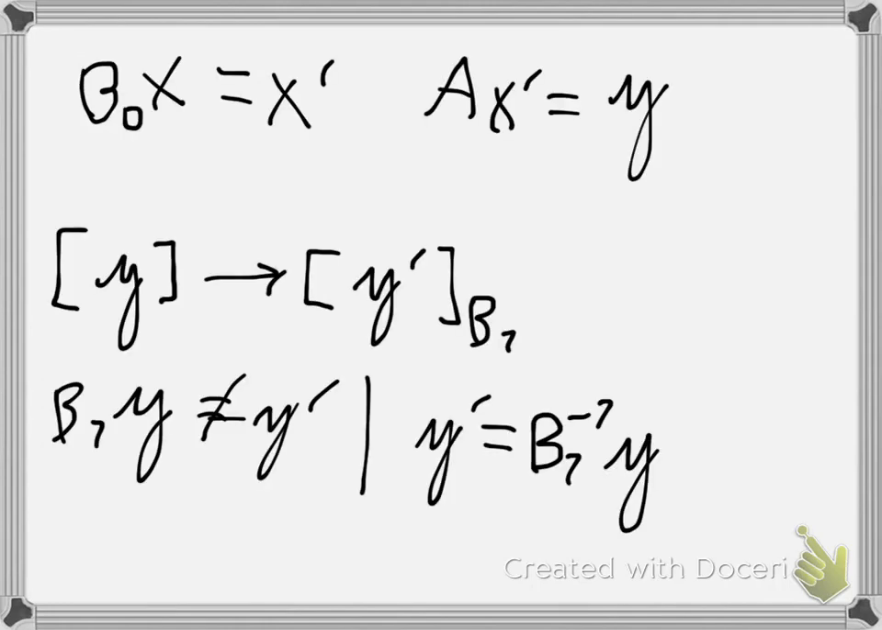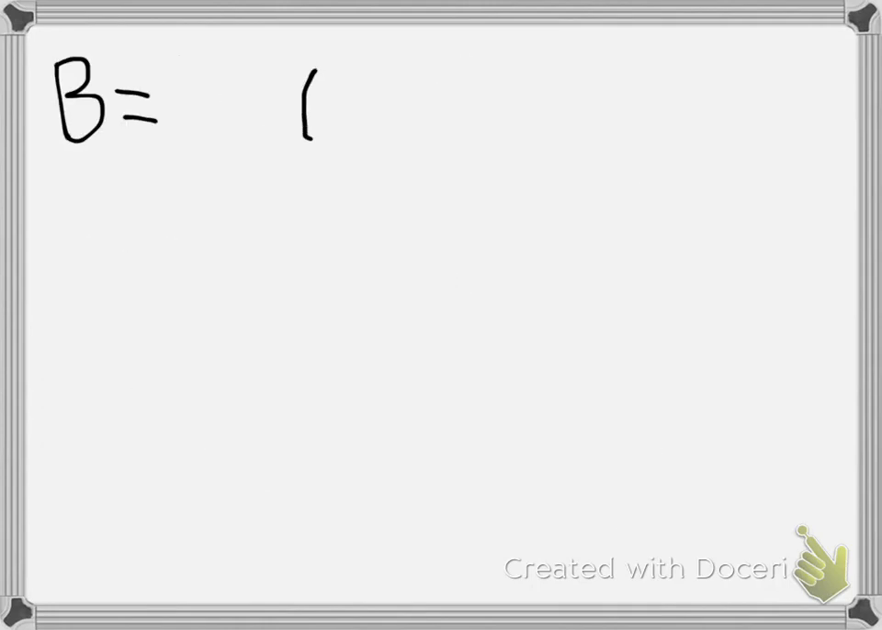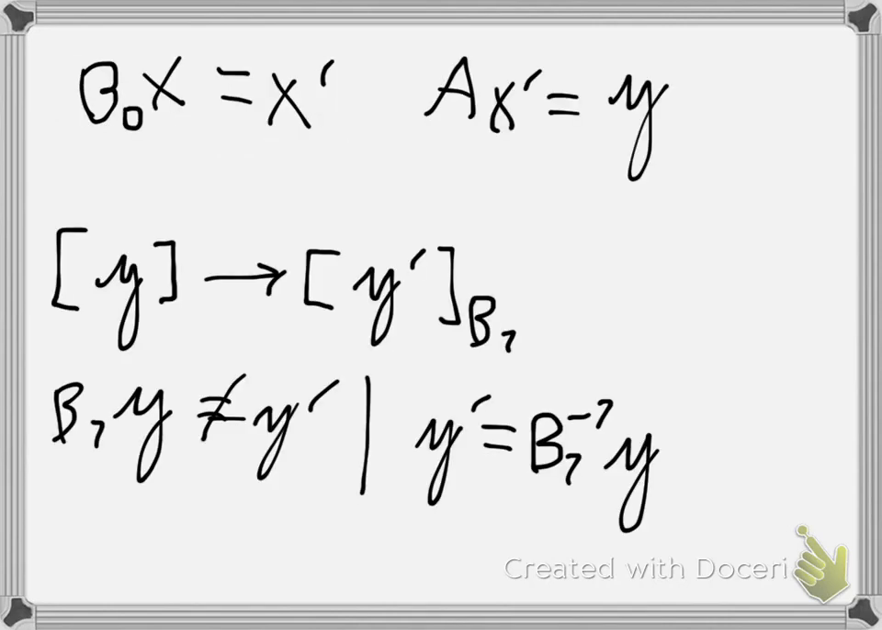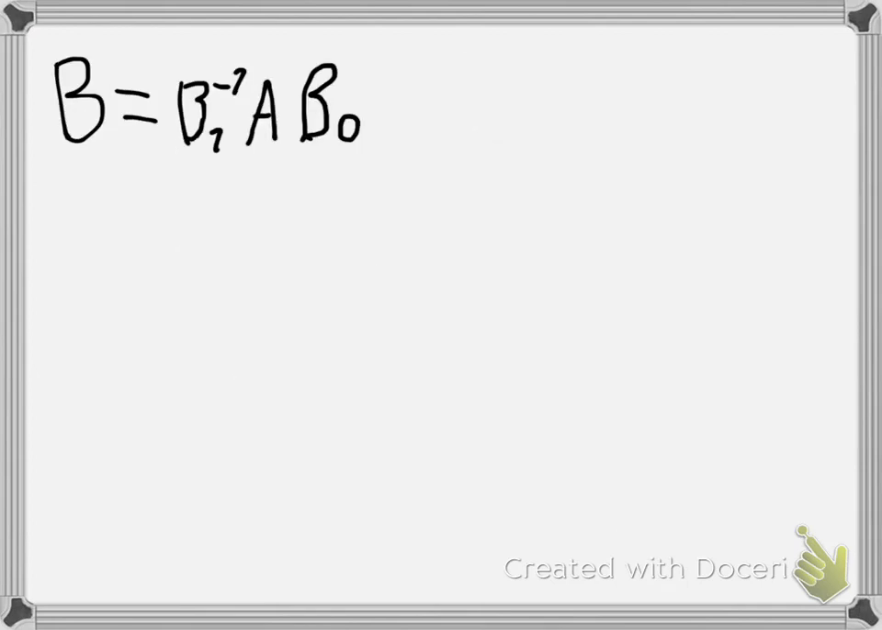First, you apply the matrix B0. If you apply your matrix B to a given vector x, it's like applying the matrix B0 to the vector, then you apply the matrix A, and then you apply B1 inverse. B1 inverse, that's what you do. So we know B0, we know A.